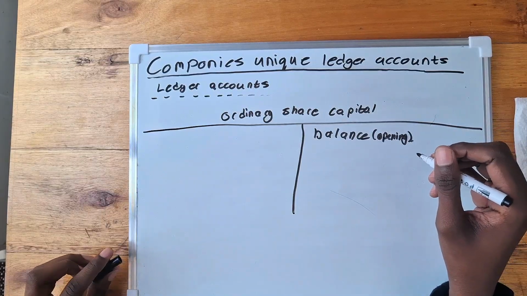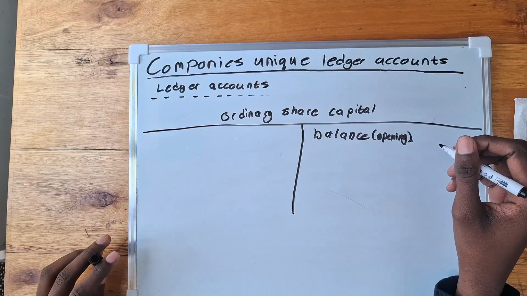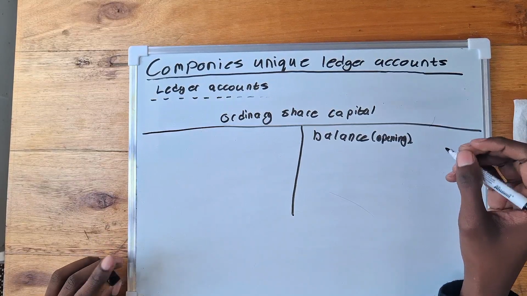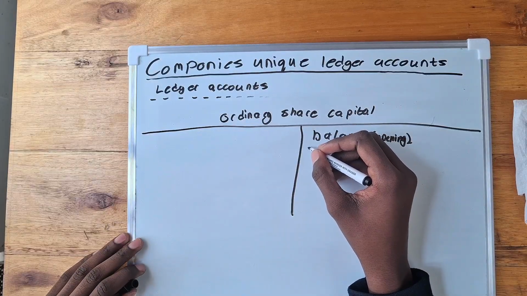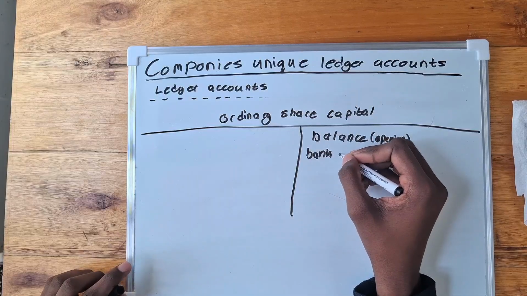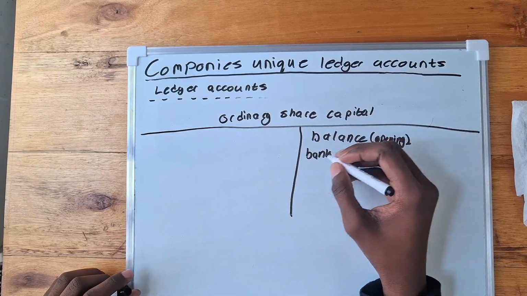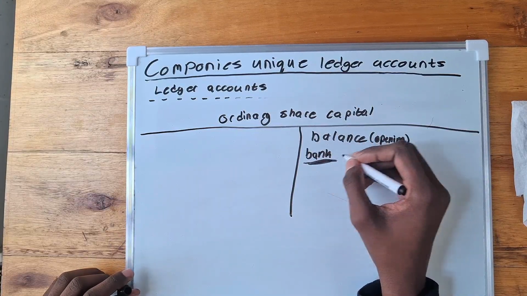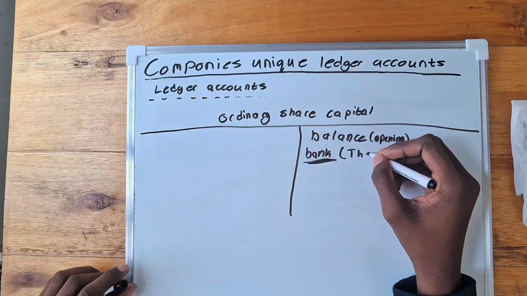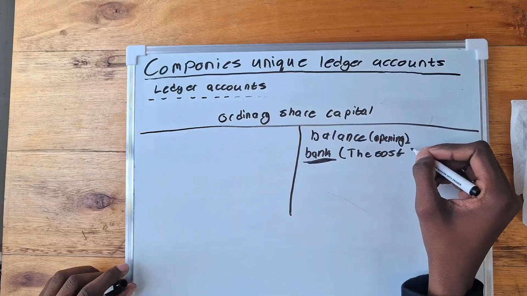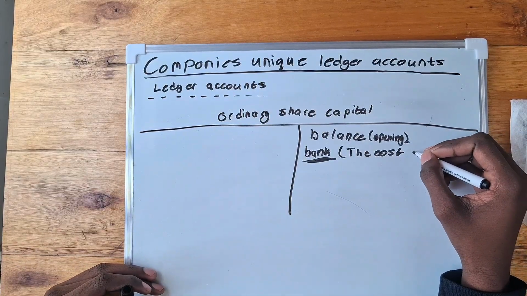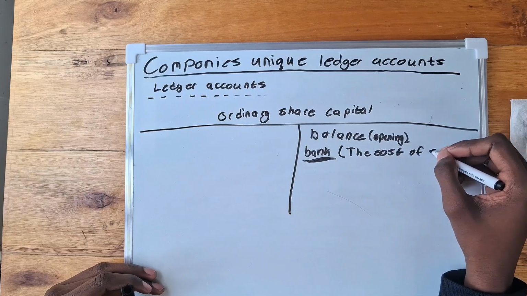And then what else would you now have? Well, you would have here the bank or debtors control, depending on how you receive the money, right? So what does this bank have to do with anything? So here, this is the cost of the shares issued. So remember in the note when we said additional shares issued throughout the year and so on, this is where you put the amount, right?